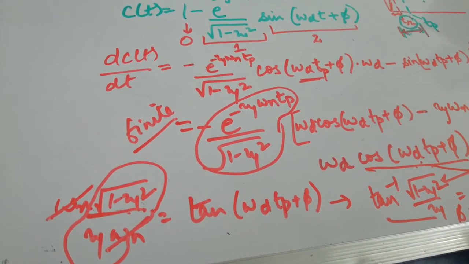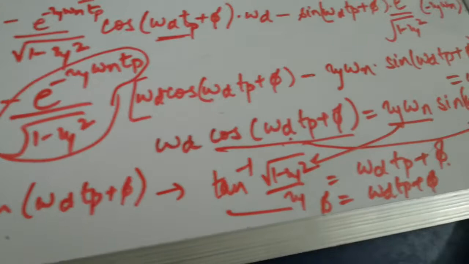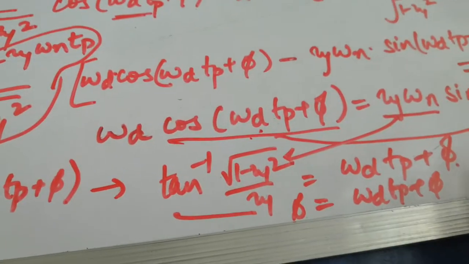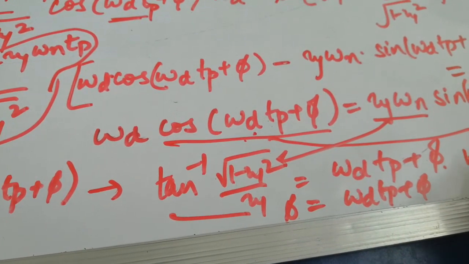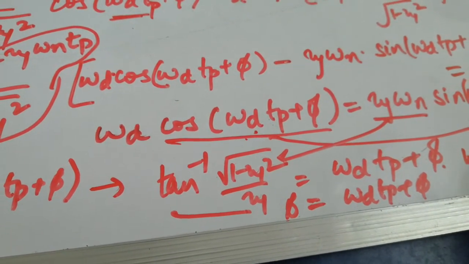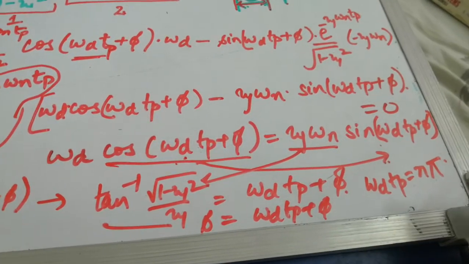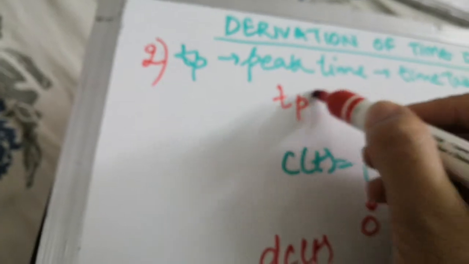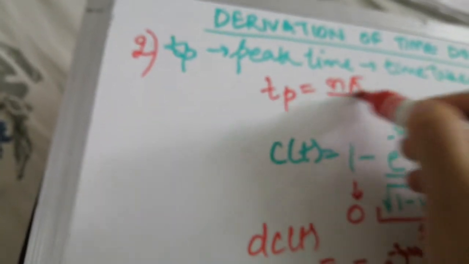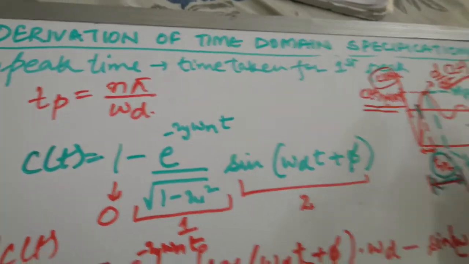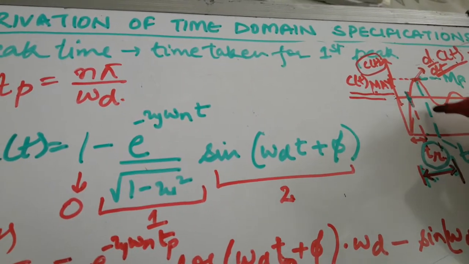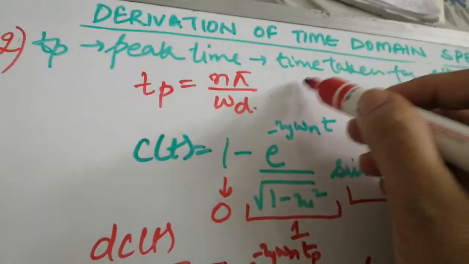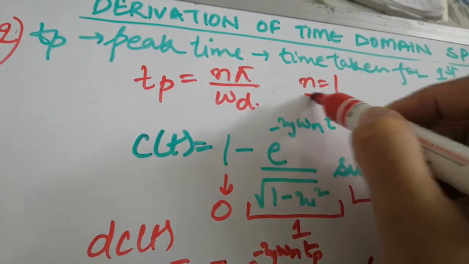So phi plus omega d tp gives me the general value, omega d tp equals n pi. This is all we used to do in trigonometry. So from here I am going to get the value of tp as n pi upon omega d. So when we are going to get the peak time for our first peak, the value of n will be equal to 1 for the first peak.